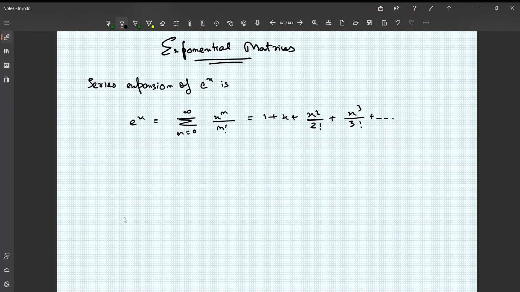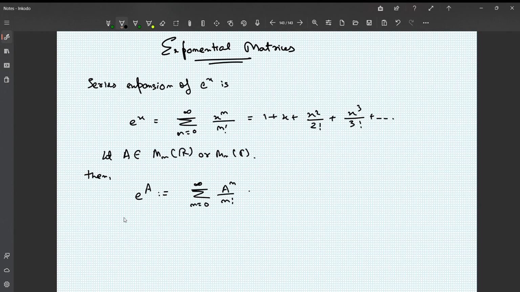Okay. So let A be an n cross n real matrix or n cross n complex matrix. Then we define the exponential of a matrix as the same series where we just replace x by the matrix A. So it's A to the power n upon n factorial, and that's the exact definition.